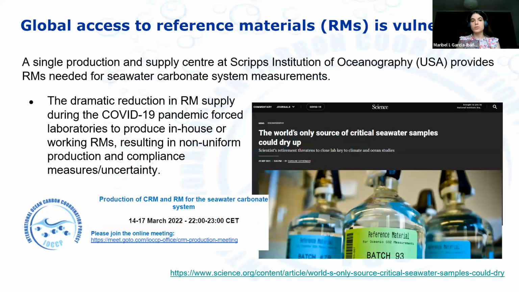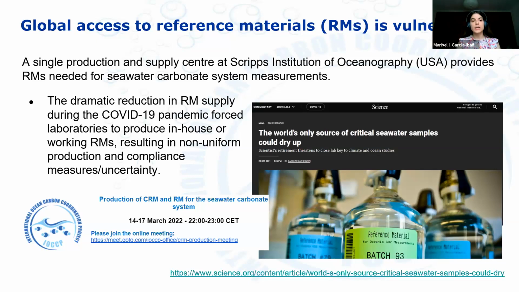However, as most of you may know, the supply of reference materials for the seawater carbonate system relies on one single laboratory managed by Dr. Andrew Dixon at the Scripps Institution of Oceanography in the USA. But during the COVID pandemic, we saw how fragile this current production system of seawater reference materials for the carbonate system was, as was stated in the Science News article published in September of 2021.